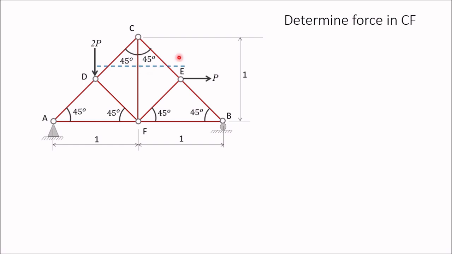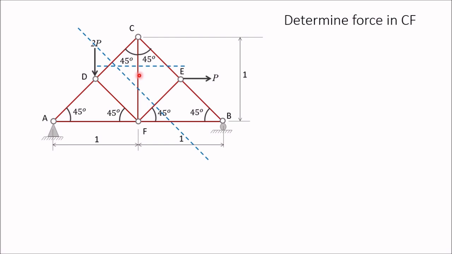So another way we can cut the truss like this. Again CF is cut, but four members are getting cut in this case. These are CD, CF, EF and BF. Now you can see there is one point F from which three members are passing, that is CF, EF and BF. So if you take moment about this point, you can determine force in CD, but again you cannot solve for CF.